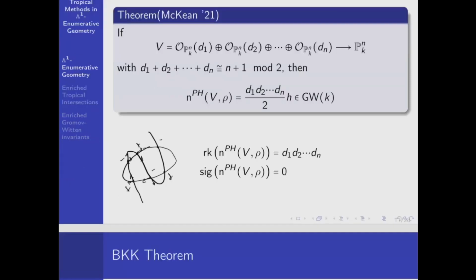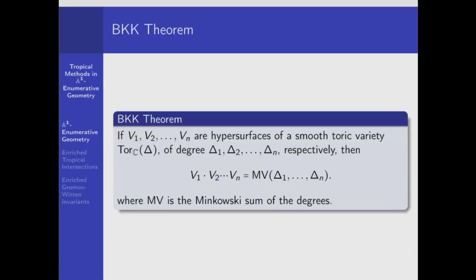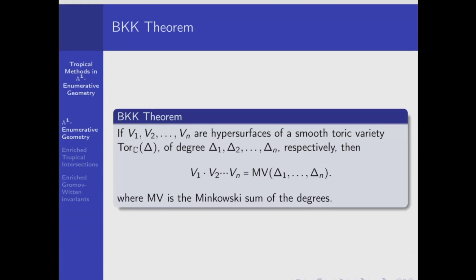Okay, then that is what we generalize. So in the other direction, this is over C. Now we have hypersurfaces in a smooth toric variety, and the degree of the hypersurface for a general toric variety corresponds to a Newton lattice polygon, which is just the Newton polygon of a defining polynomial. So the hypersurface X_i is the zeros of a polynomial F_i.